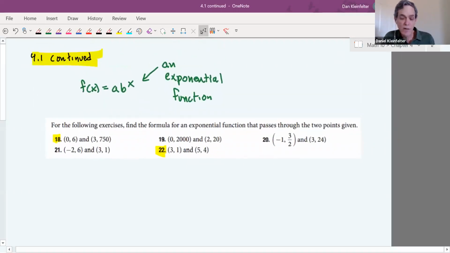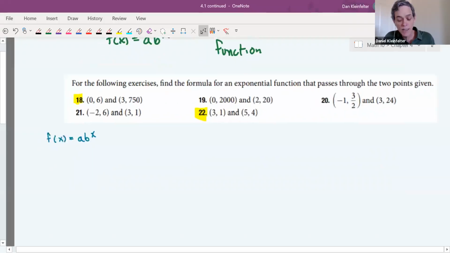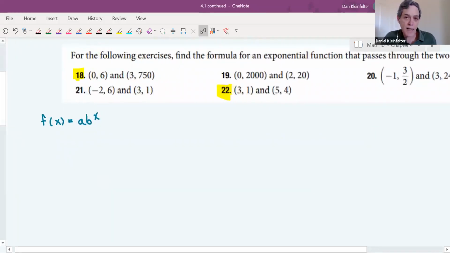So as you recall, the format for an exponential function looks like f of x equals ab to the x power. B is the base, a is the initial value. So for 18, here it says, for the following exercises, find the formula for an exponential function that passes through the points given. So what we'll do is this. We know that our function should be ab to the x power. We're going to substitute in the x, and that's going to have to equal the y.